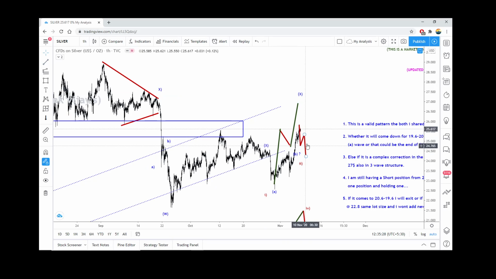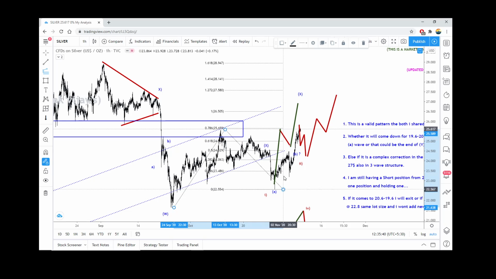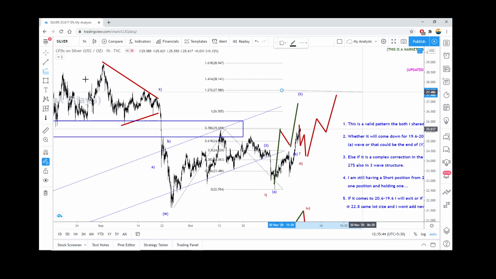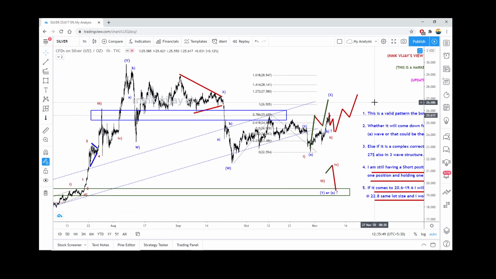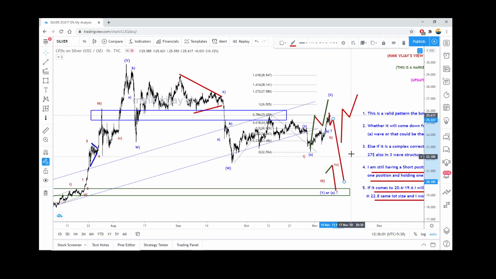Now what I'm expecting here is one more three-way structure is also possible, and again one more three-way structure is also possible. So in that case, this is the A, this is the B and C. So nearly 1272 is 27, and here is the 26,500. So in either condition, I'm looking here for one more connecting wave to the upper side, or it could be a downside from here itself.